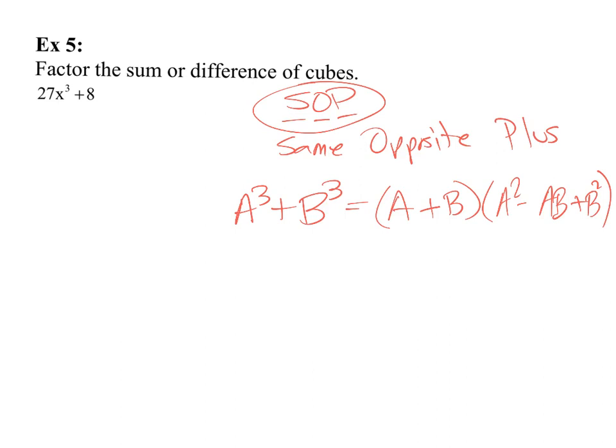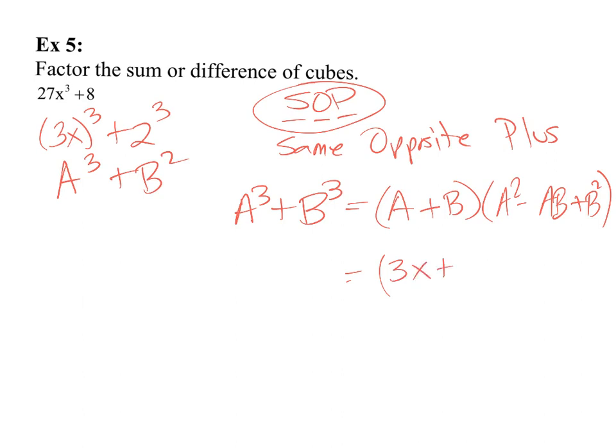So let's figure out what the A is here. I'm going to have 3x cubed and I'm going to have 2 cubed. So 3x is my A, and 2 is my B. Let's just fill it in. So you have 3x plus B, which is 2. Then you have A, which is 3x, and then we're squaring it. Then minus 3x times 2, squeeze it in there, plus B, which is 2, squared. And just polish up the trinomial that's left over.